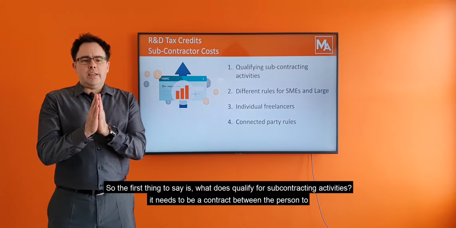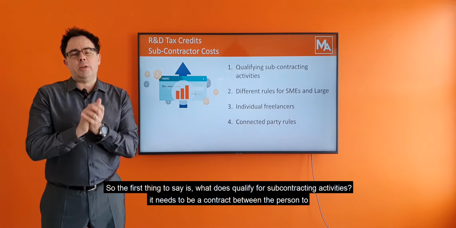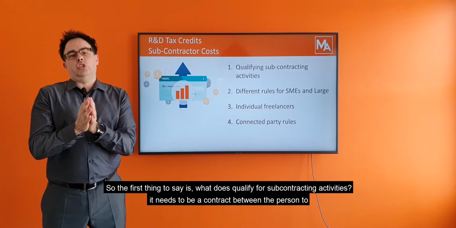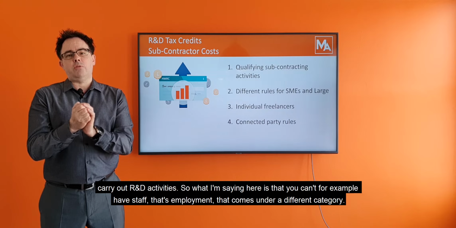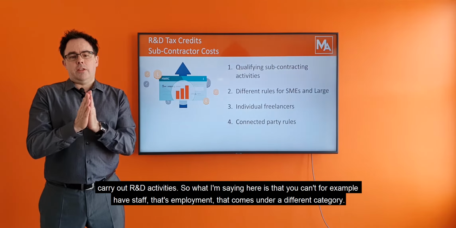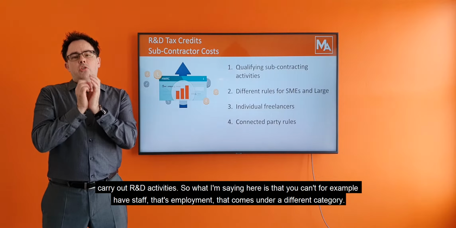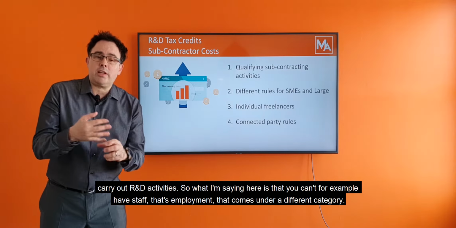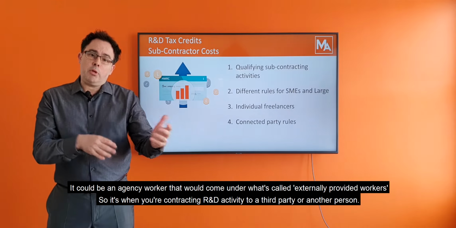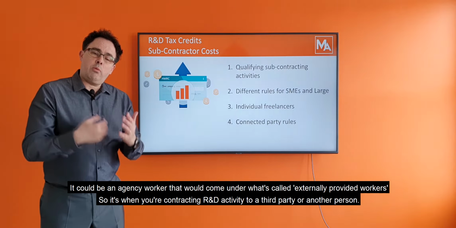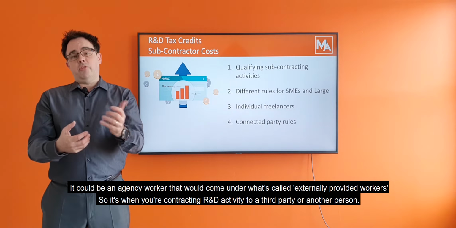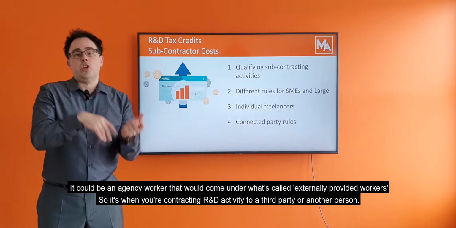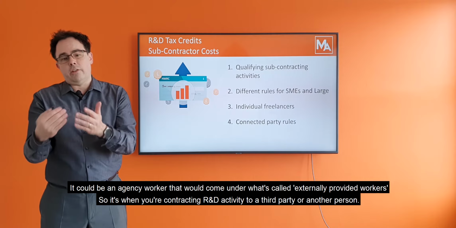So the first thing to say is, what does qualify for subcontracting activities? The first thing is, there needs to be a contract between the person to carry out R&D activities. So what I'm saying here is that you can't, for example, have staff, that's employment, so that comes under a different category. It could be an agency worker, that would come under what's called externally provided workers. So it's when you're contracting R&D activities to a third party, another person.